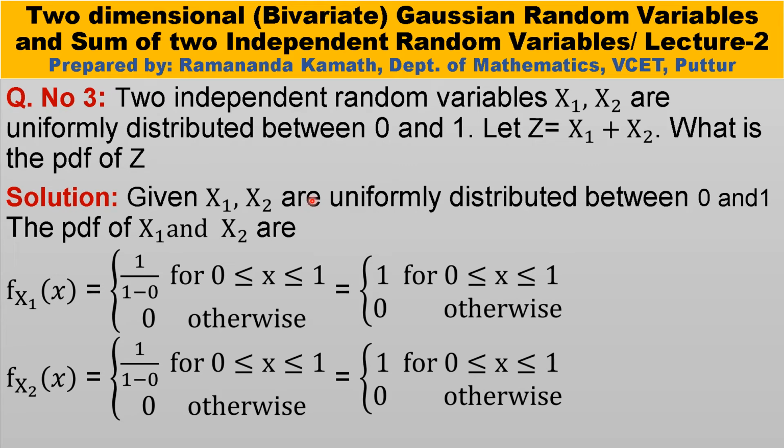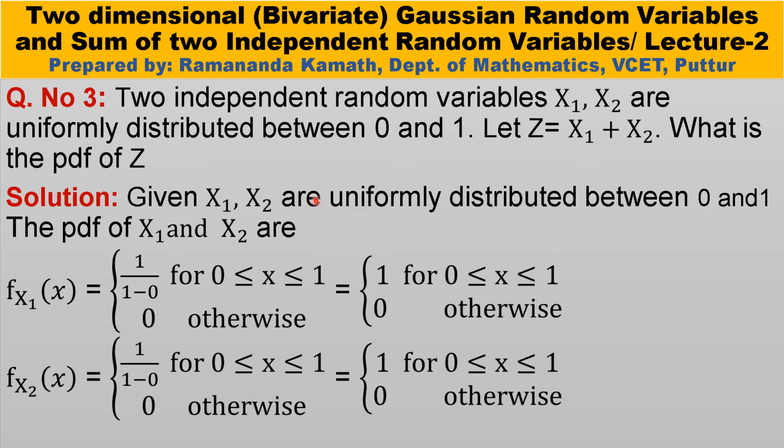Welcome to lecture 2 of bivariate Gaussian random variables and sum of two independent random variables. In the previous lecture we had worked out some questions on bivariate Gaussian random variables. So we'll continue with the exercise questions on sum of two independent random variables.